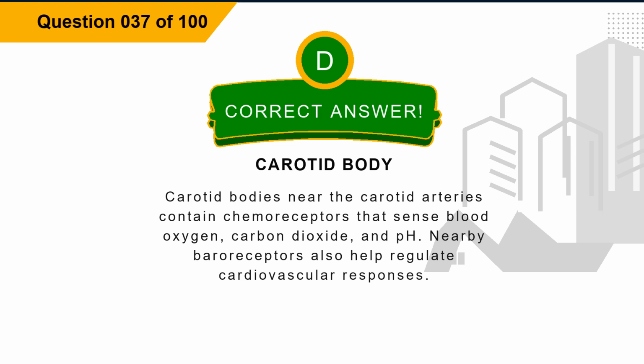Explanation. Carotid bodies near the carotid arteries contain chemoreceptors that sense blood oxygen, carbon dioxide, and pH. Nearby baroreceptors also help regulate cardiovascular responses.